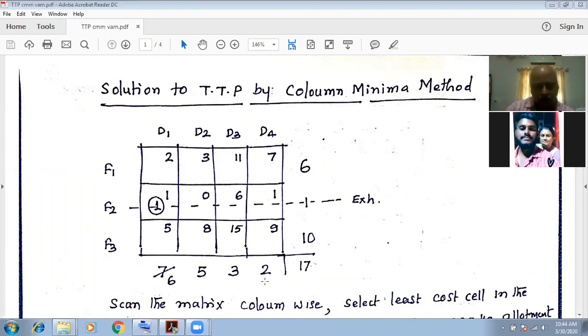Now what we have to do is we have to scan the columns in a matrix. The scanning means you have to make the allotment column wise. You have to observe the columns. In row minimum method, we observed the rows in the matrix for allotment. So you have to scan the matrix. That's the meaning of this.